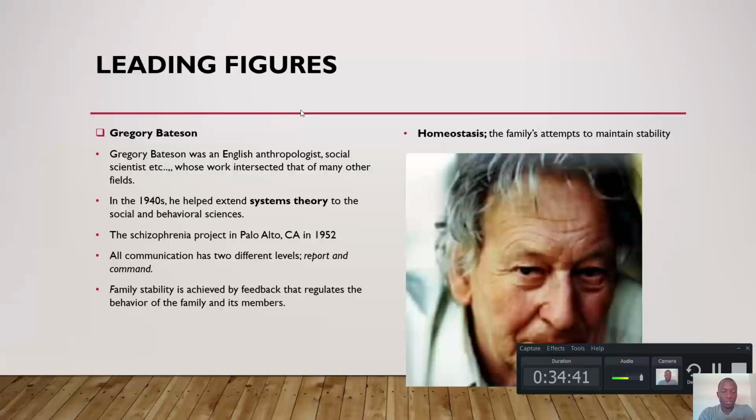And also, he believed that family stability is achieved by feedback that regulates the behavior of the family and its members. That's where the concept of homeostasis came in. That families resist change because they are afraid of change. They try to maintain stability and maintain the status quo and where they are.